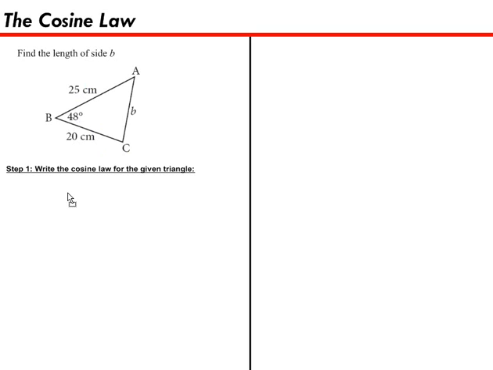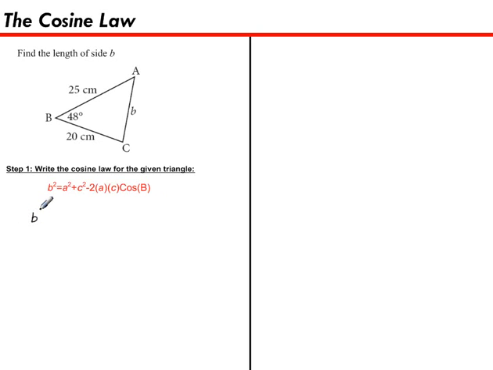The cosine law looks like this. The side that we're solving for, in this case b squared, is equal to the square of the other two sides added together, a squared plus c squared, minus 2 times a times c times the cos of the angle we're given, in this case b. Since we're asked to solve for b, we're going to fill in values for a, c, and this angle here, b. Let's start writing that out.